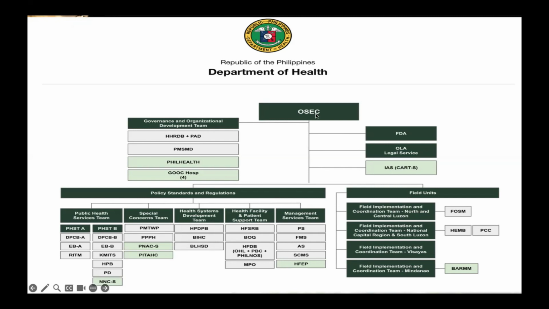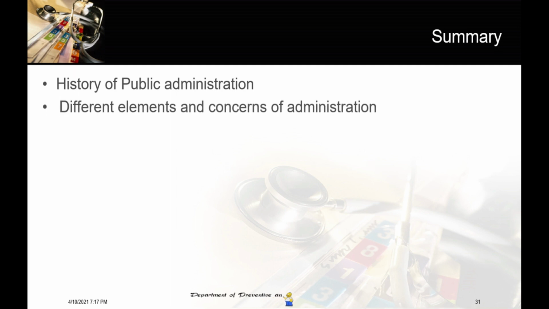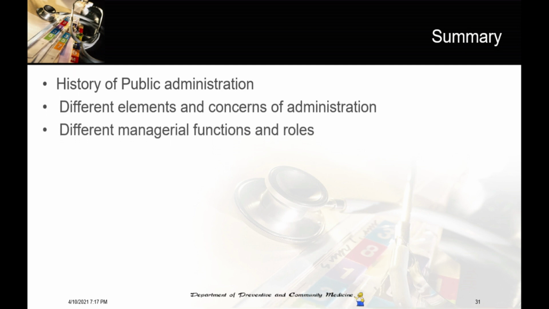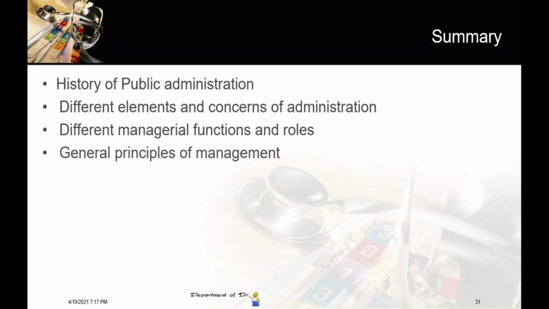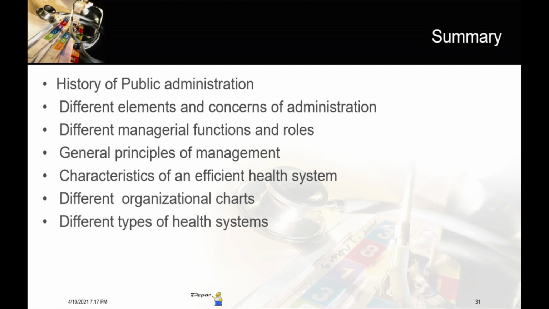function in the department. In summary, we discuss history of public administration, the different elements and concerns of administration, the different managerial functions and roles, the general principles of management, the characteristics of an efficient health system, the different organizational charts, and the different types of health systems.